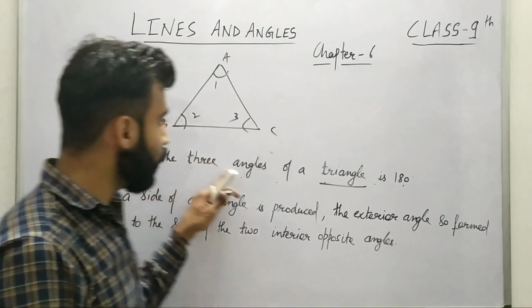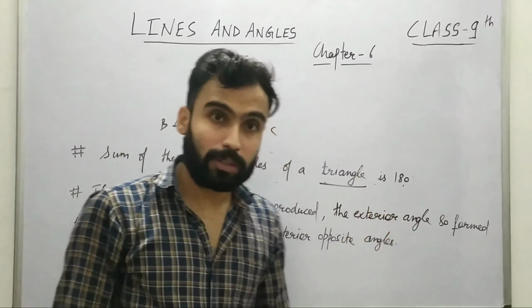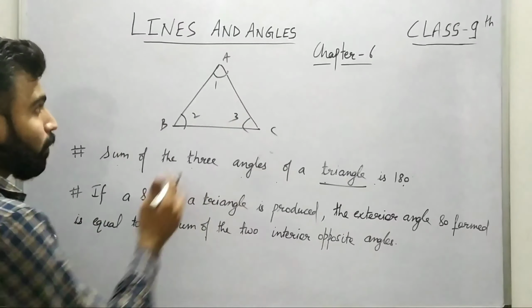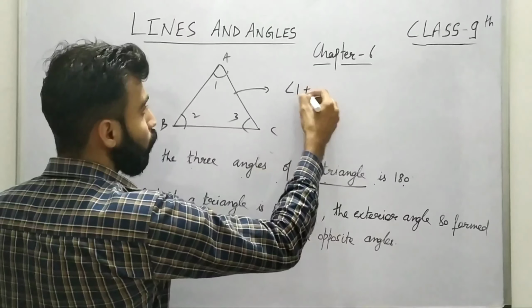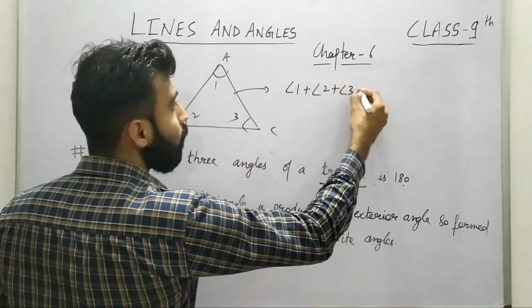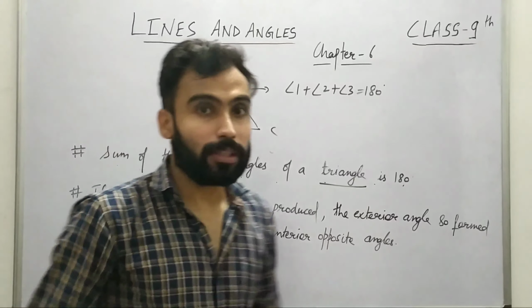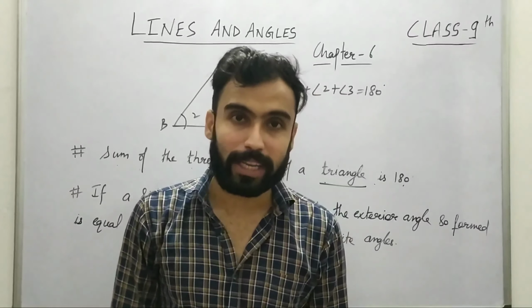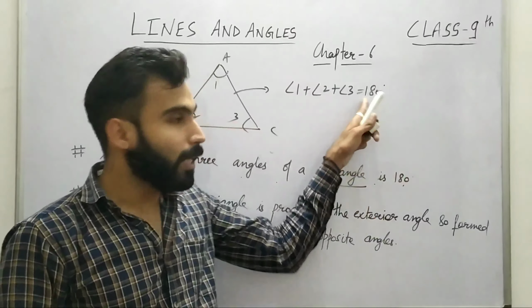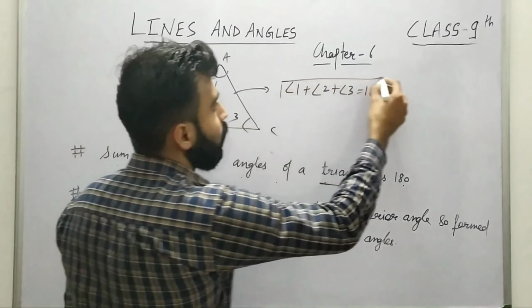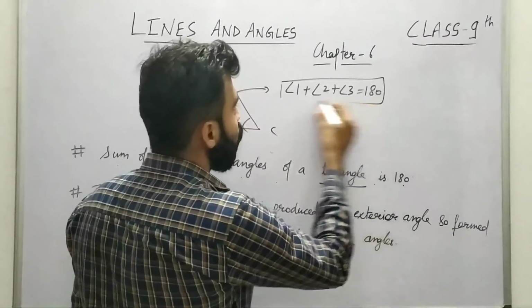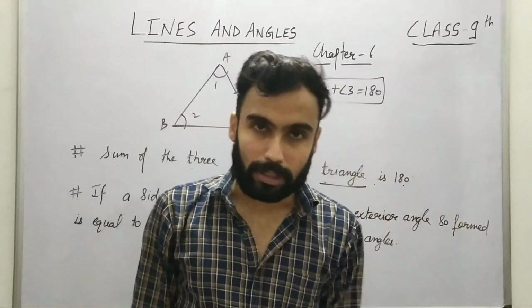So the sum of three angles of a triangle is 180. It's clear enough. There's a theorem that 1 plus 2 plus 3 will always be equal to 180. So always remember that the sum of angles of a triangle is 180. This is proved, right? We are going to use this in the coming questions.